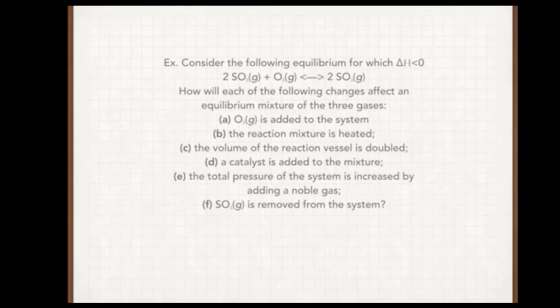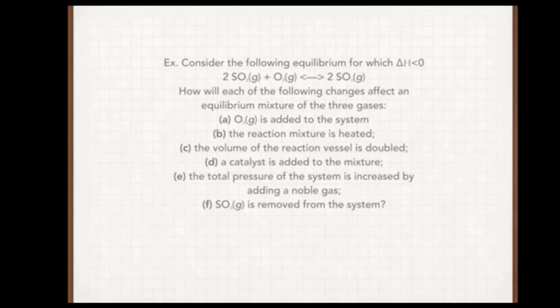For D, the addition of a catalyst does not change your equilibrium, and therefore it would have no impact because it speeds up both your forward and reverse reactions, and therefore it has no overall impact on your equilibrium mixture. E, again, you're increasing the total pressure, but you're increasing the total pressure by adding a noble gas. Remember, a noble gas has no impact on the equilibrium mixture, and therefore that will have no effect either.